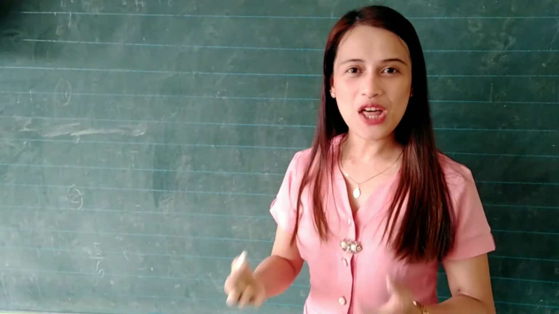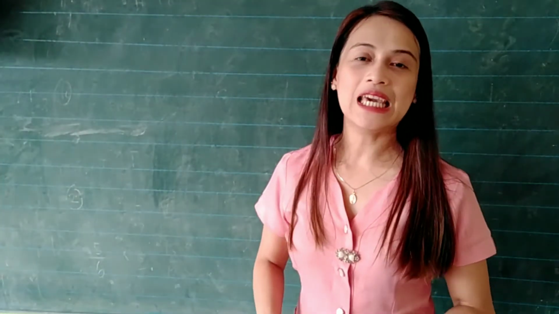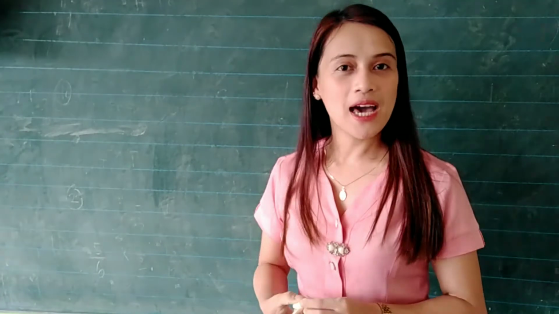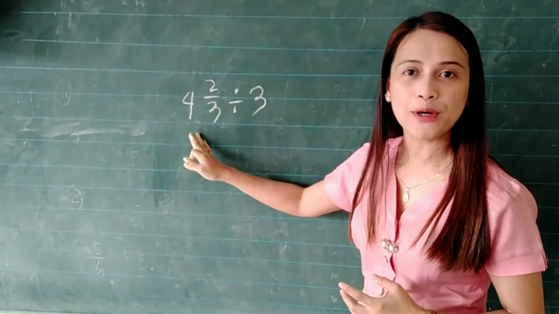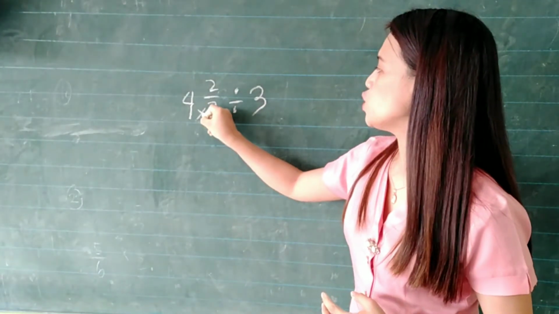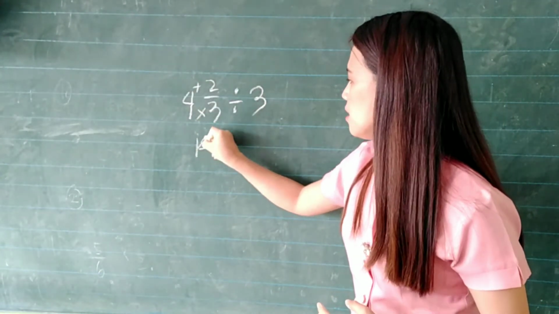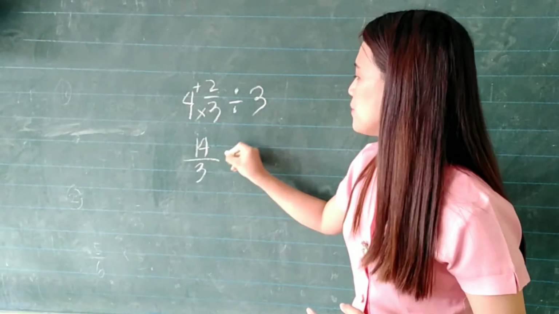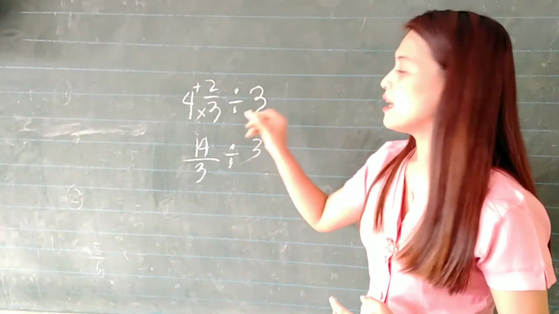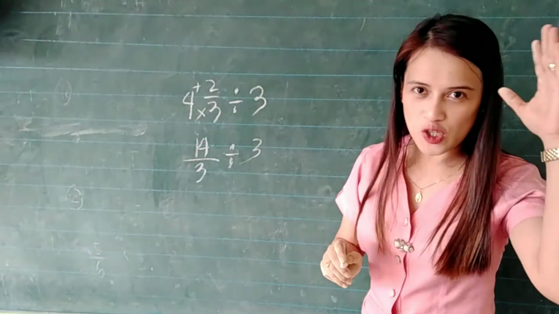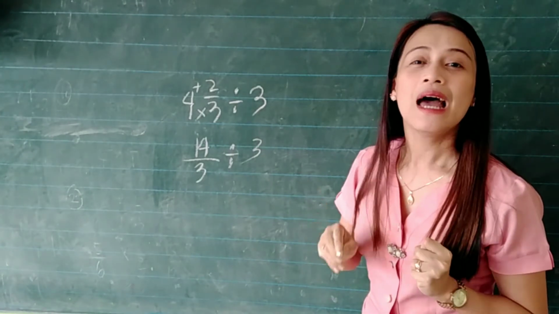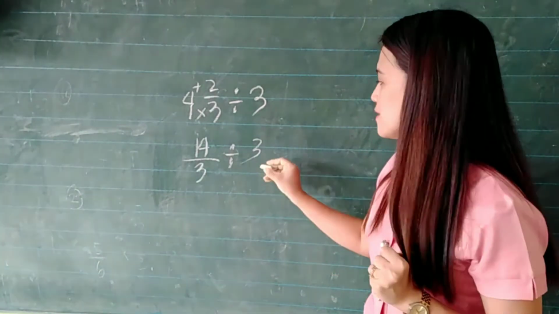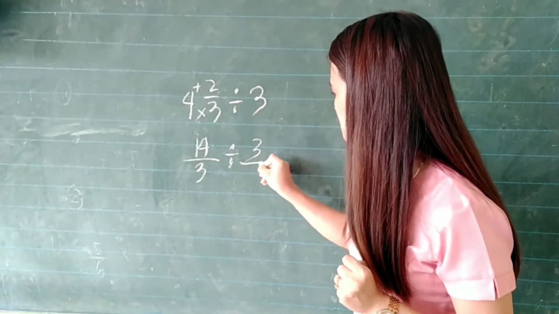This time, we will have another example, dividing mixed number by whole number. In process, change this one into improper. 3 times 4, 12, plus 2, 14. Copy 3. Divided by 3. The same process sa multiplication before. If the given is whole number, lagyan lang ng 1 sa baba.